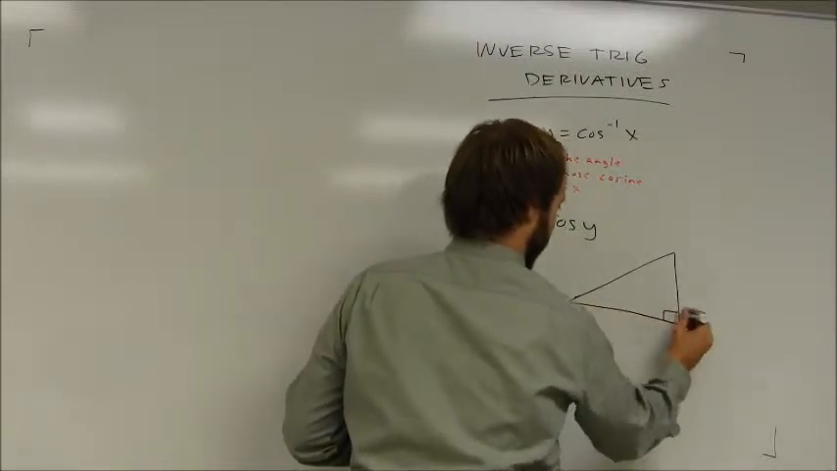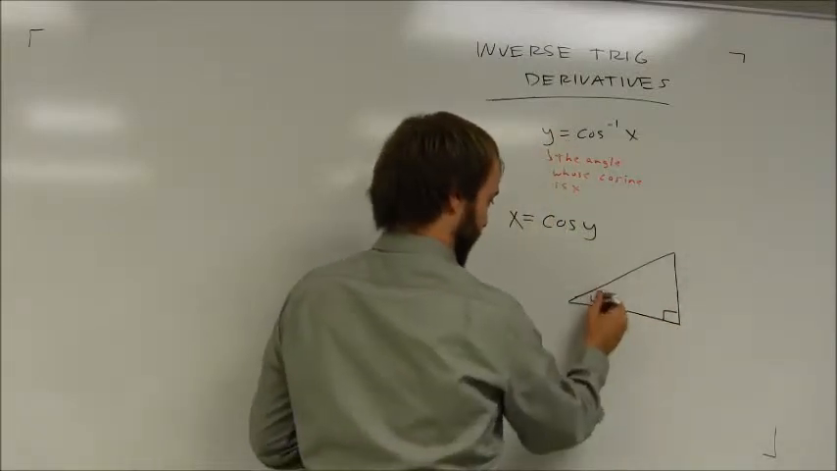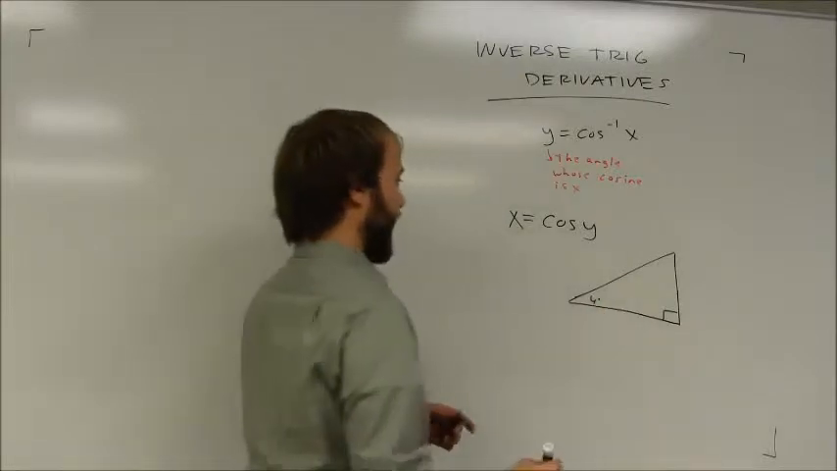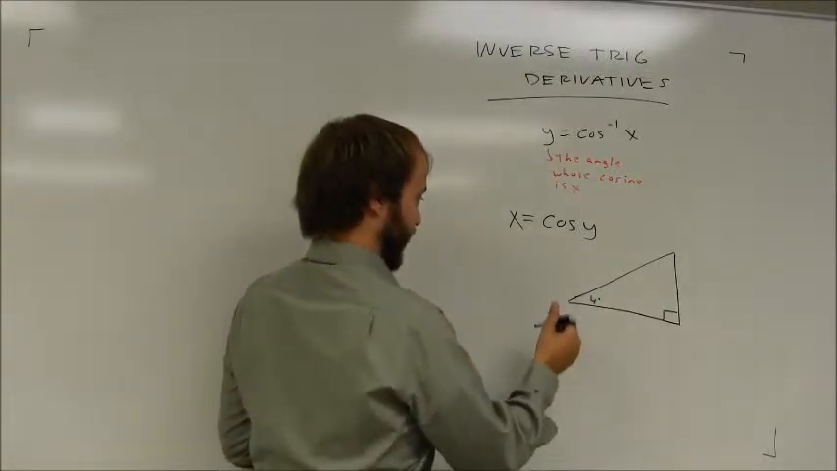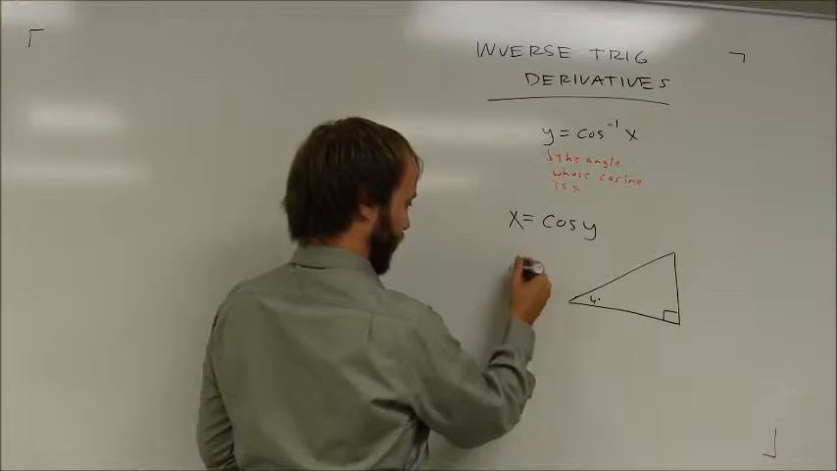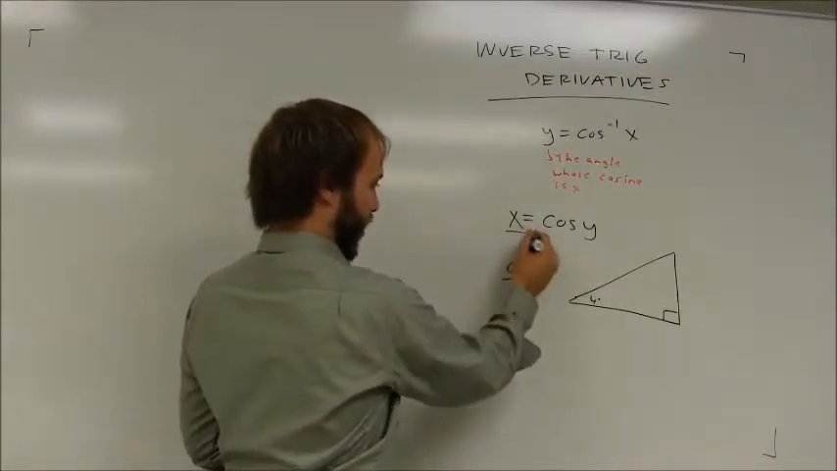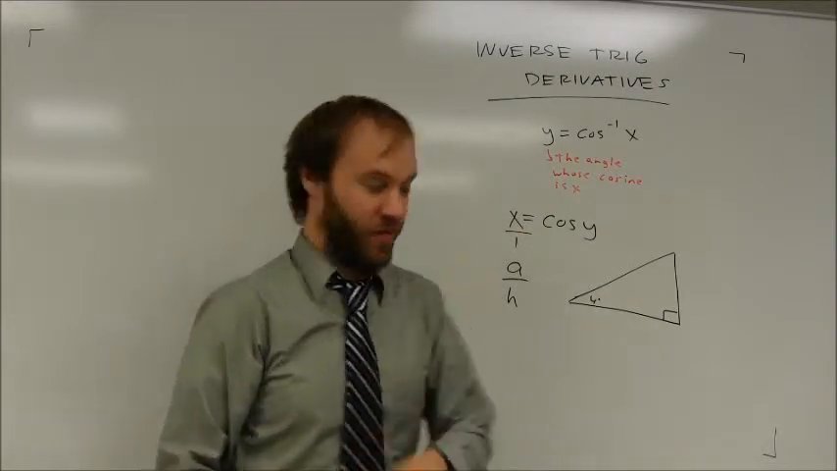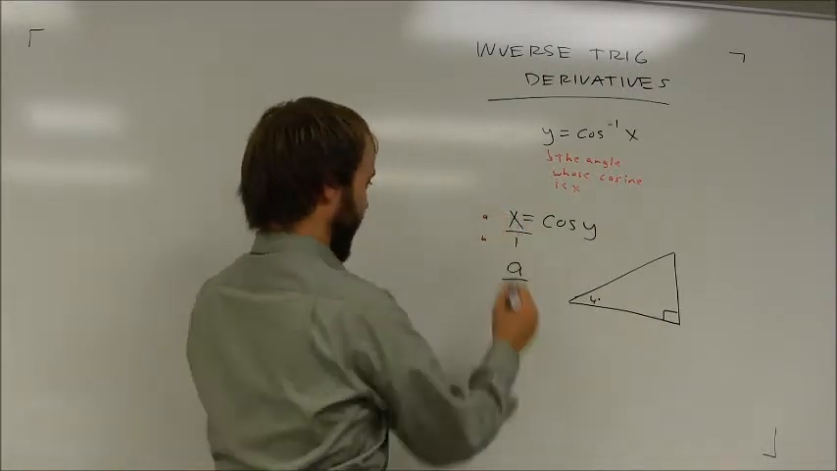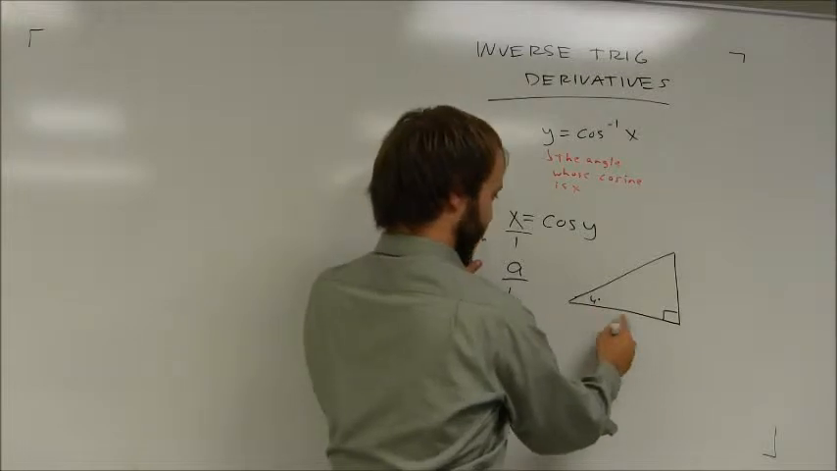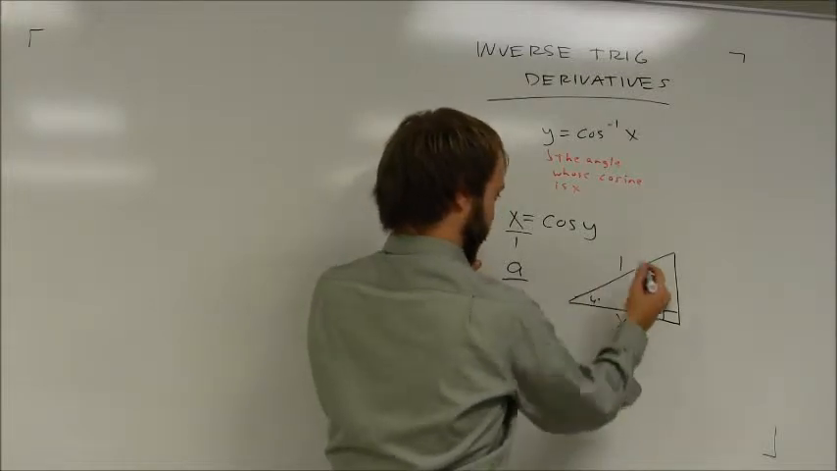Once again, I can make my own right triangle here. The angle measure is y. Cosine, in the SOHCAHTOA rules, cosine, of course, is equal to the adjacent side over the hypotenuse. So it's saying that the adjacent side over the hypotenuse is x over 1. Adjacent side, hypotenuse. So there's my angle. Adjacent side is x. Hypotenuse is 1.